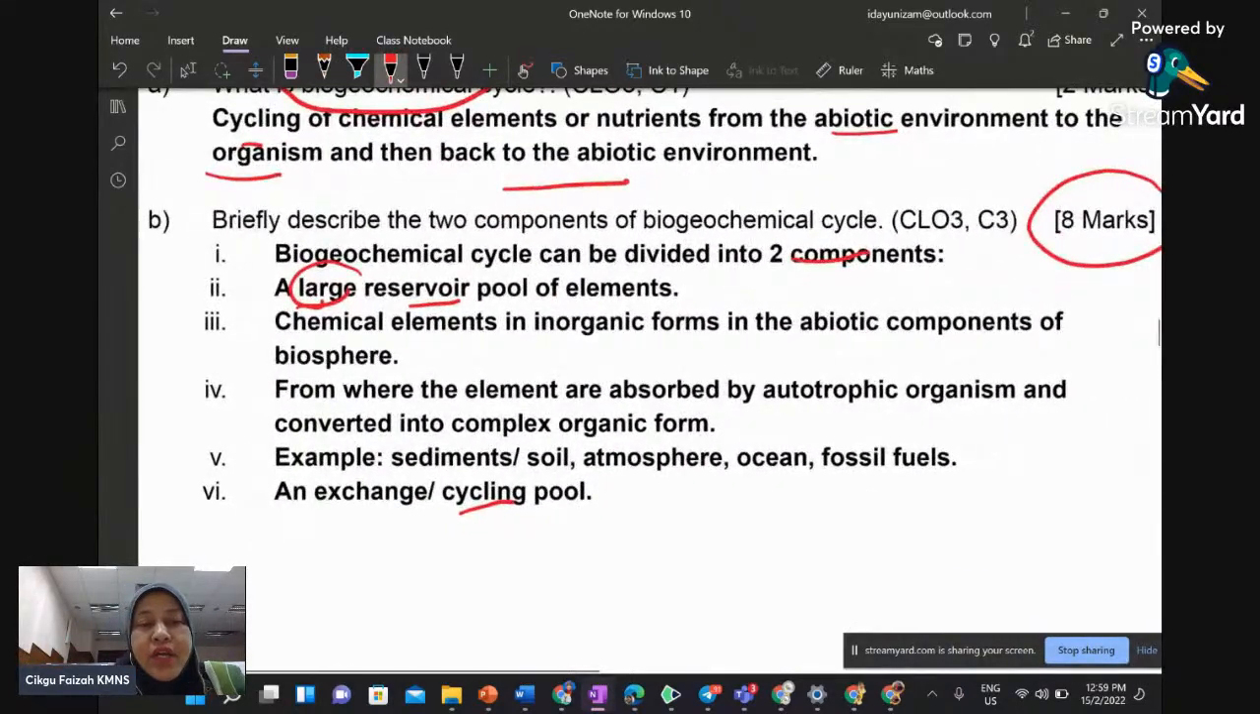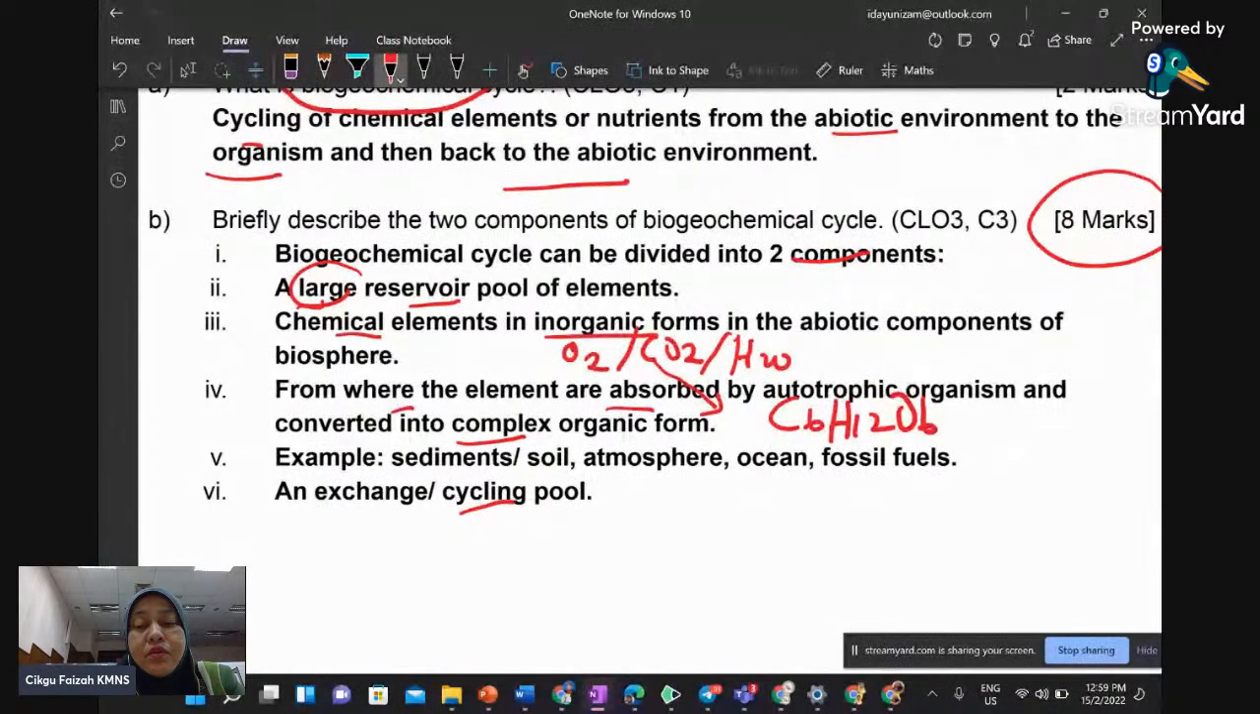Okay, so chemical element biasanya inorganic forms, contohnya oksigen, carbon dioxide, ini dalam bentuk water kelas, ini adalah bentuk inorganic forms, okay, and then the element are absorbed by autotrophic organism and converted into complex organism. So nanti kita akan belajar tajuk photosynthesis. Carbon dioxide will converted to organic form dia, iaitu glucose.